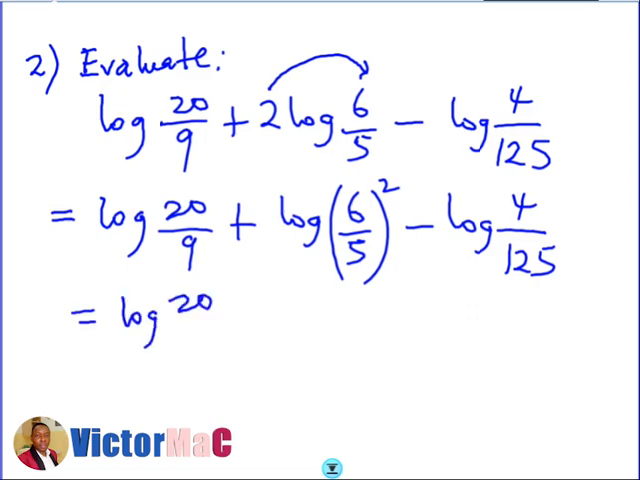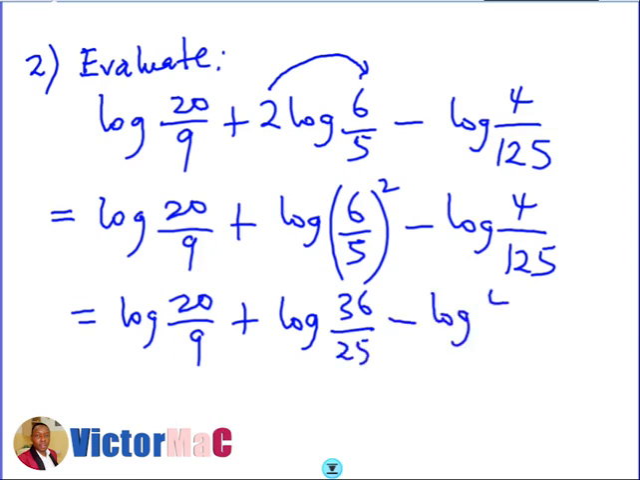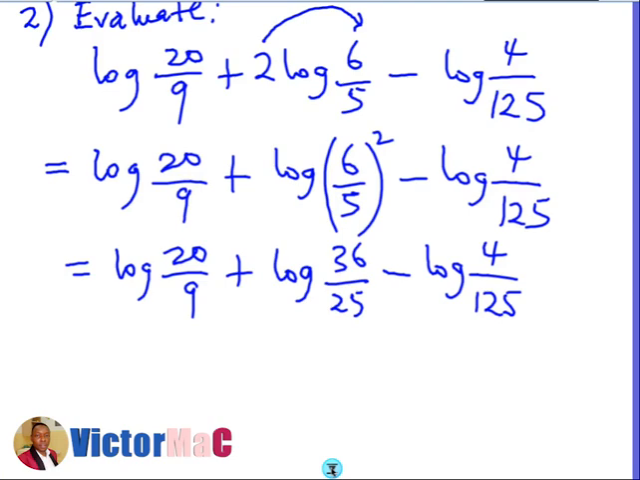Alright, so next now, we're going to expand that bracket. This 6 over 5 raised to power 2, 6 squared is 36, and 5 squared is 25, minus log 4 over 125. As I said earlier on in the first example, if our terms are having different signs, positive, negative, try to make sure that all the positive terms come first. And in this case, the first two logarithmic expressions are positive, only the last one is negative, so we are good.